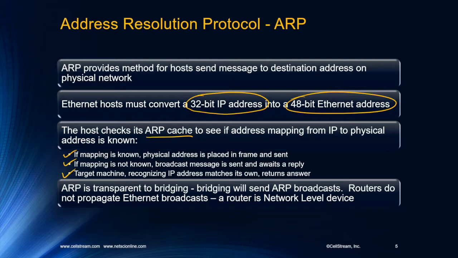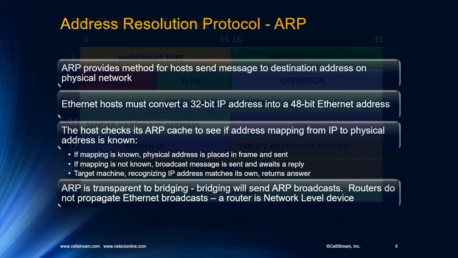Now, ARPs are transparent to bridging. Basically what we're saying here is that Ethernet switches and bridges and so forth transmit these ARPs within the local area network. However, routers do not propagate these Ethernet broadcasts, and so ARPs do not go beyond the router, which is at the edge of your, let's say, home network or your business network. It may not even leave your local area network if you have multiple routers, if you have multiple subnets within your network. You're not going to see ARPs go across the routers. Okay, so very important to know that.